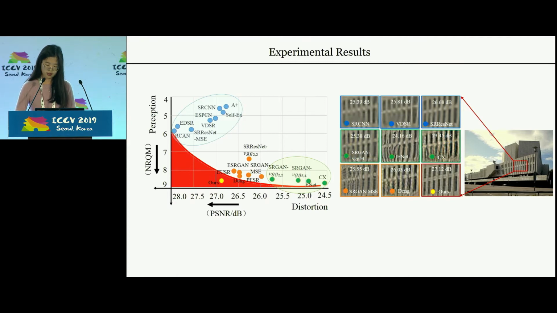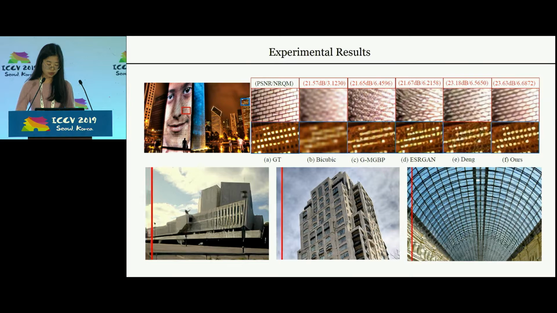Here are some experiment results. We can see that we achieve quite a good trade-off between perception and distortion. And here are some dynamic examples which show how we correct the messy structures.